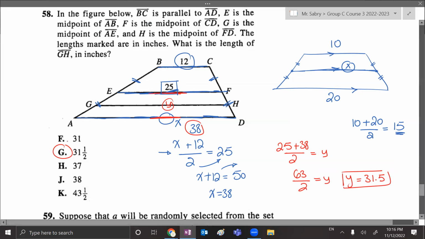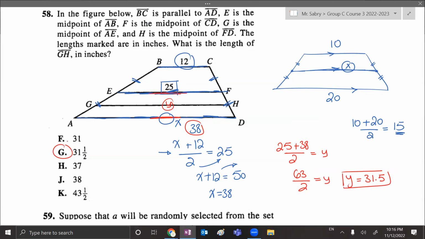Yara and Corda, are we good? Yara, I know you don't like geometry, but is this okay? It's just the idea of midpoints, and that's all.